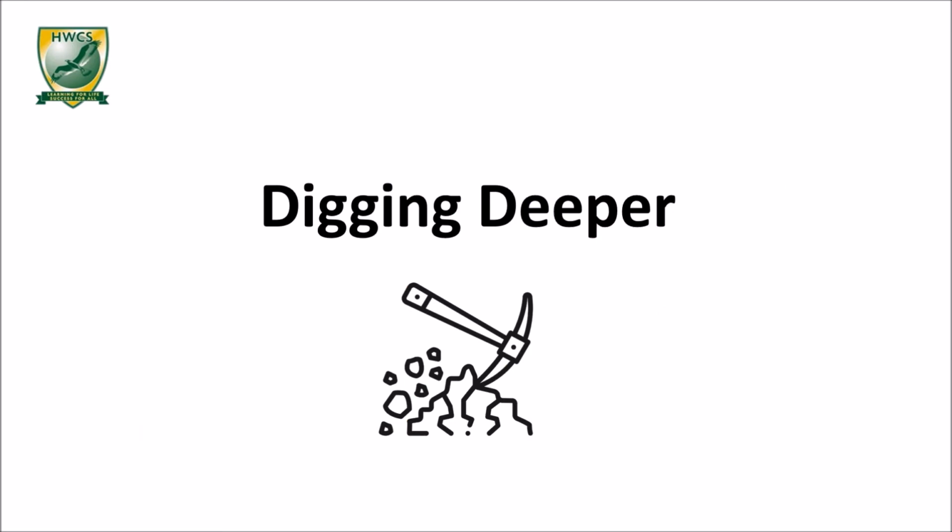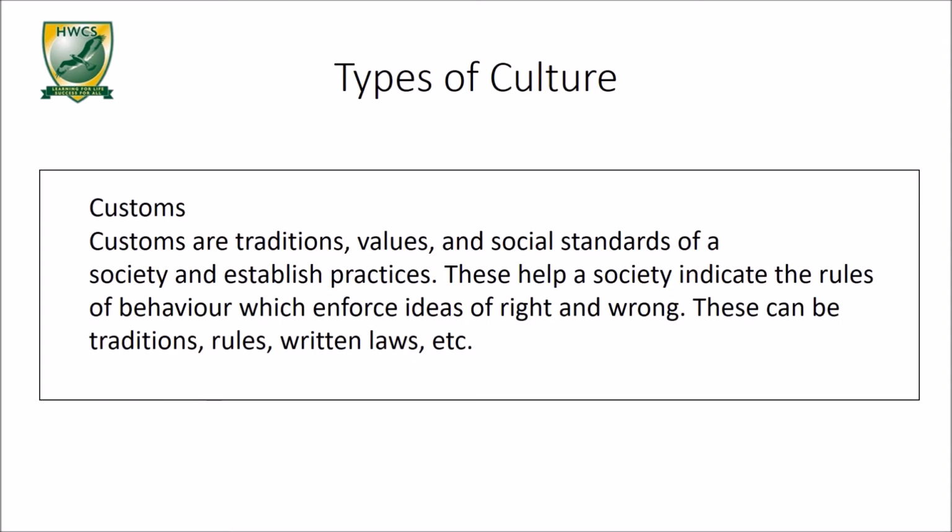So let's dig a little bit deeper with this word culture. Now looking at types of culture. Customs are a really important part of a culture. These set the standards of our society. They help indicate what rules of behaviour are right, what rules of behaviour are wrong.